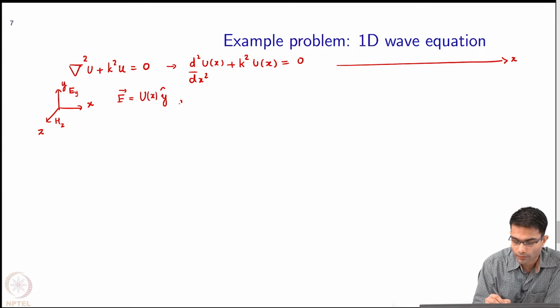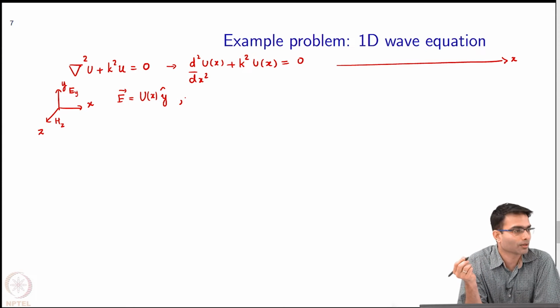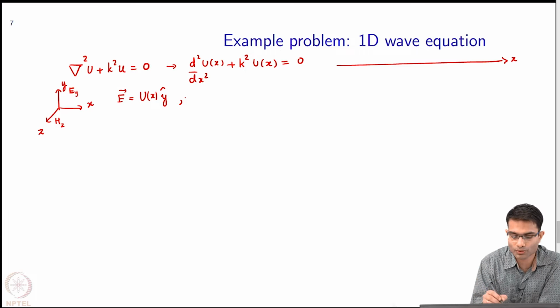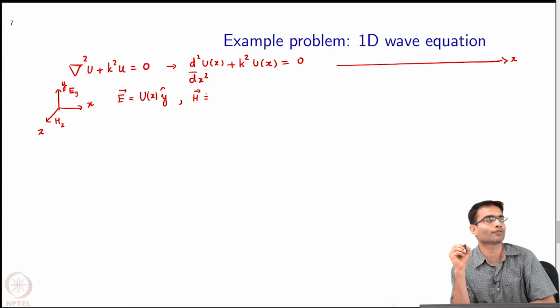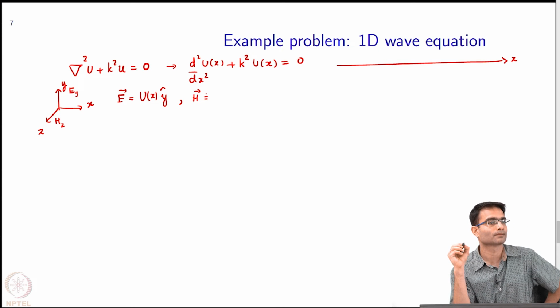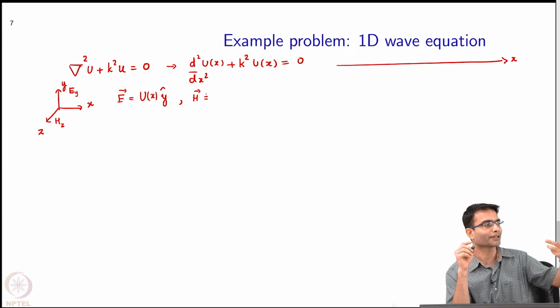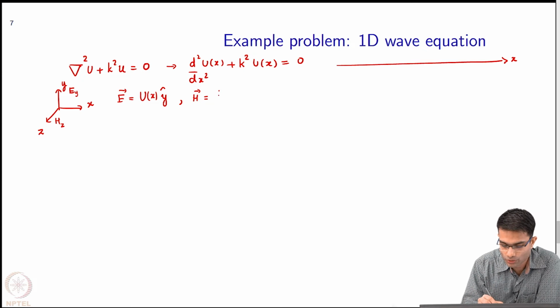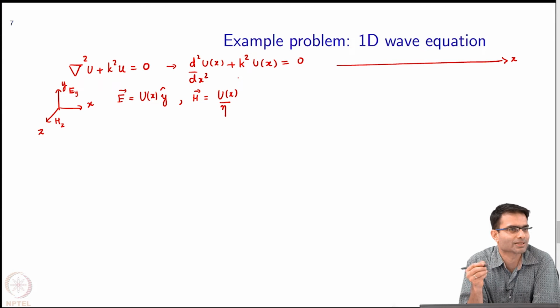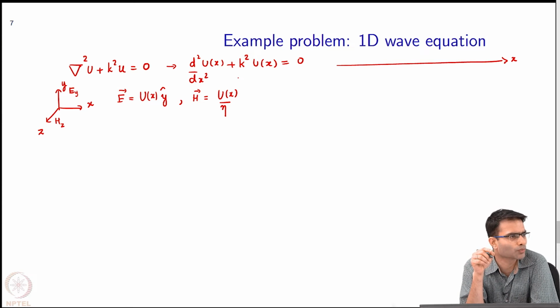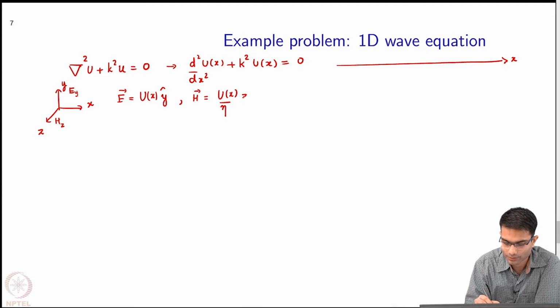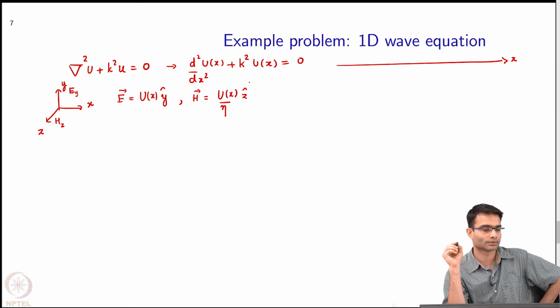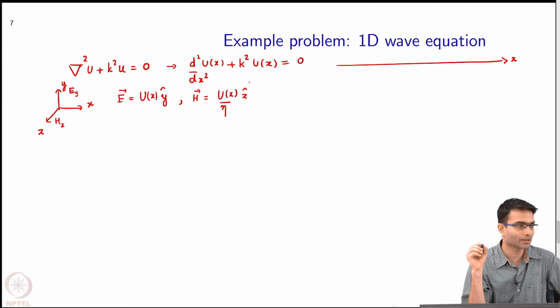We already know what a plane wave looks like. So can I, without any detailed calculations, write down the form of H? There is a relation between the magnitude of E and the magnitude of H: eta, the impedance of free space, 377 ohms, square root of mu by epsilon. So H is u_x divided by eta, along z hat. So this is my E, this is my H.